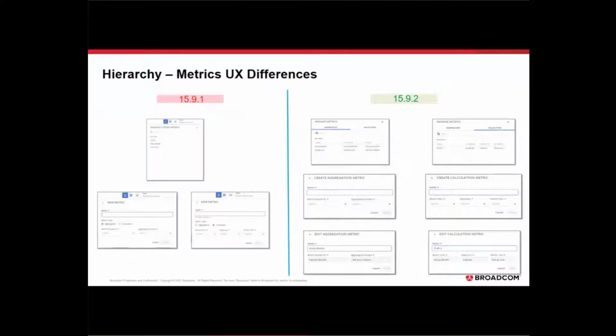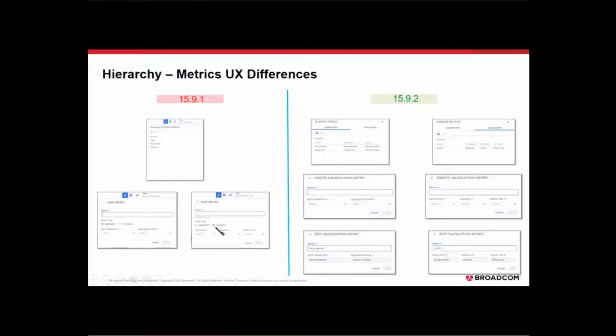When hierarchy was in the beta tag, the metrics was available, but it had a single screen to define the aggregated and calculation. So I would go into my metrics, I would click on new, and then I can select whether I'm defining aggregation or calculation within the same screen.